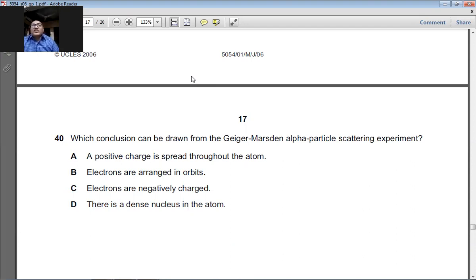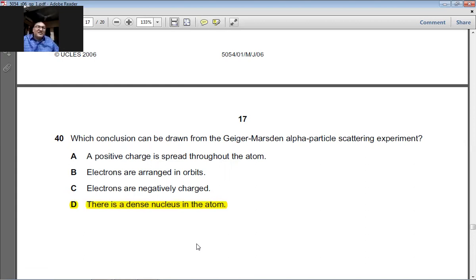So which conclusion can be drawn from the Geiger-Marsden alpha particle scattering experiment? A positive charge is spread throughout the atom? No. Electrons are arranged in orbits. Electrons are negatively charged. Yeah. There is a dense nucleus in the atom. Yes, the nucleus is very dense. All the mass of the atom is inside the nucleus. So there is a dense nucleus in the atom. So I think D is the right option, sir. This question is very tricky.